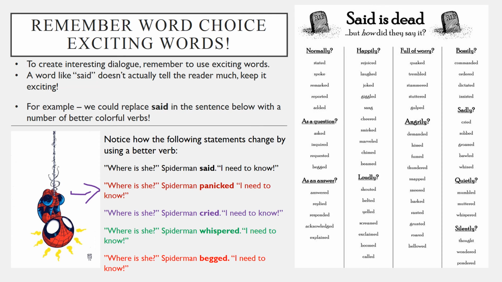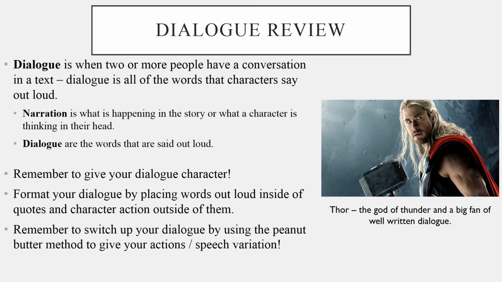"Where is she?" Spider-Man cried. "I need to know." In this one, he sounds like he's possibly scared. "Where is she?" Spider-Man whispered. "I need to know." Here, it sounds completely different. "Where is she?" Spider-Man begged. "I need to know." If we change it to, "Where is she?" Spider-Man joked. "I need to know." It takes on a completely different meaning. So we want to use accurate, colorful verbs.